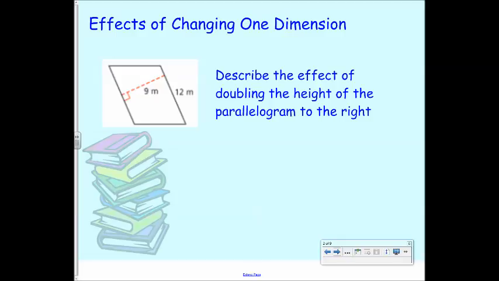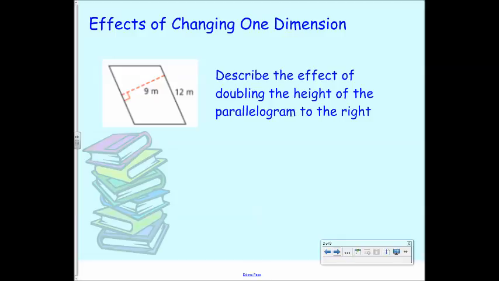Okay, so effects of changing some dimensions. What is a dimension? What does that mean? Like if I tell you you have a rectangle and the base is 7 and the height is 12, what are the dimensions? Height and base. Yeah, dimensions are just the measurements. So dimensions of a figure are just measurements about that figure. So in this case, I want to describe the effect of doubling the height of the parallelogram to the right. So what is the height of this parallelogram?